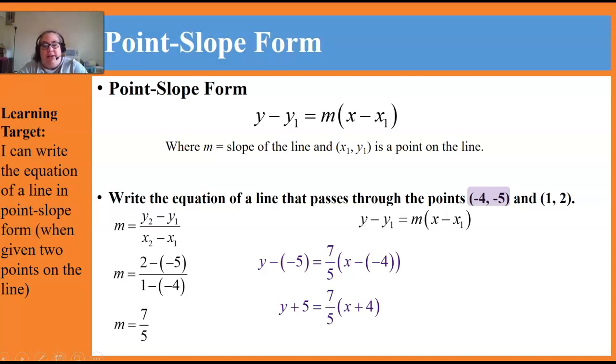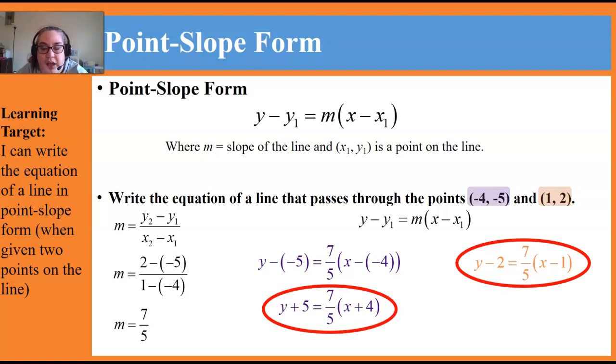Now, for the other equation, I could have used (1, 2). And actually, I like (1, 2) better because there's no negatives. So again, it's going to be y minus, and I'm going to use the y coordinate of 2. Then I've got my slope, which is still 7/5. I open up my parentheses, x minus, then I use the x coordinate, 1. And that's point slope form, all done. So both of these answers are fine.